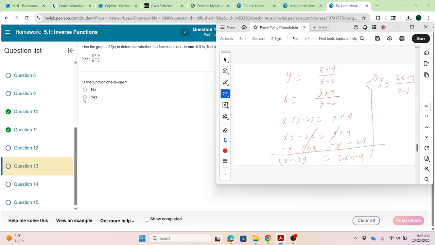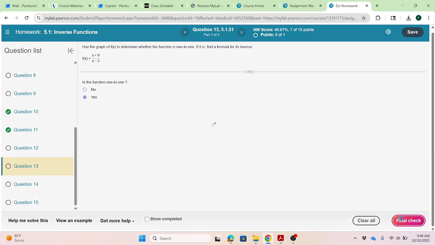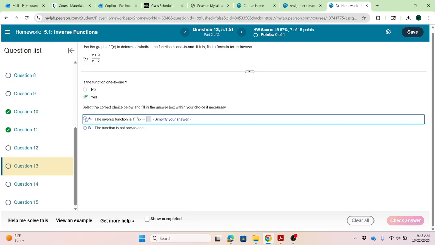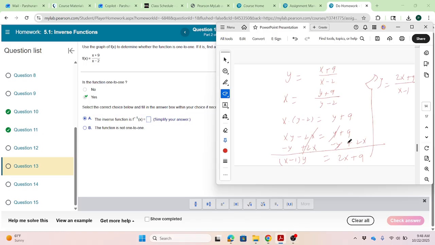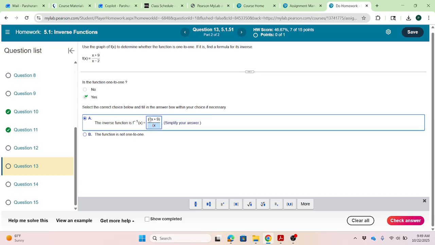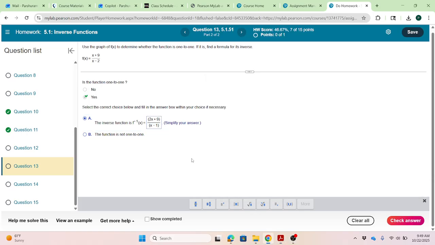So the function is one-to-one. Yes, this type of function is always one-to-one because it's linear on the top and linear on the bottom. The inverse is 2x plus 9 over x minus 1.